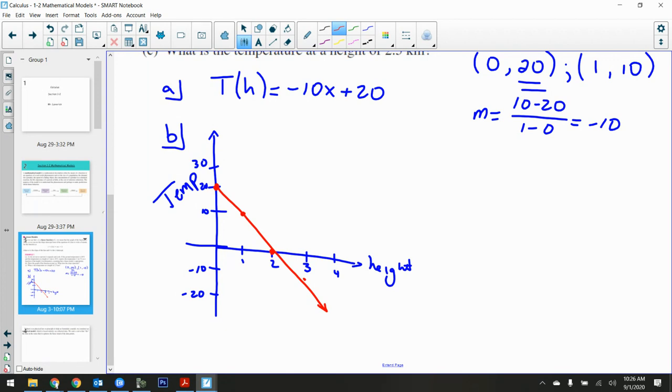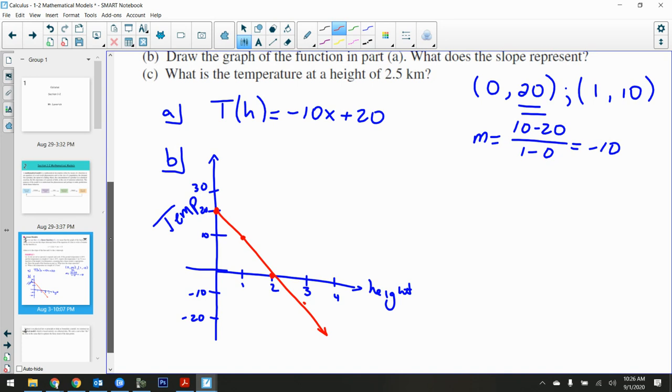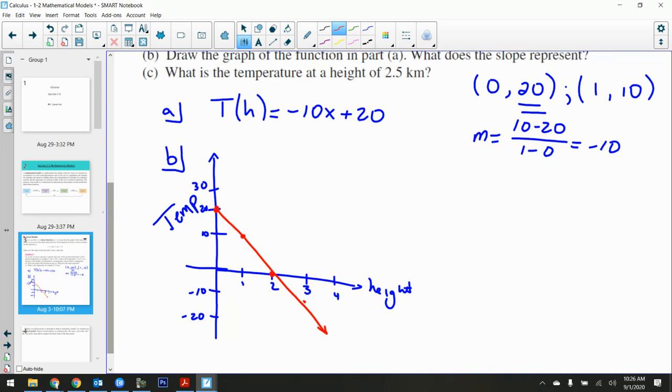So what would be my range? Negative... Yeah, it would stop at 20, wouldn't it? Good. Okay, what's my slope? What does the slope represent? Decreasing 10 degrees for every what? For every 1 kilometer. Okay.